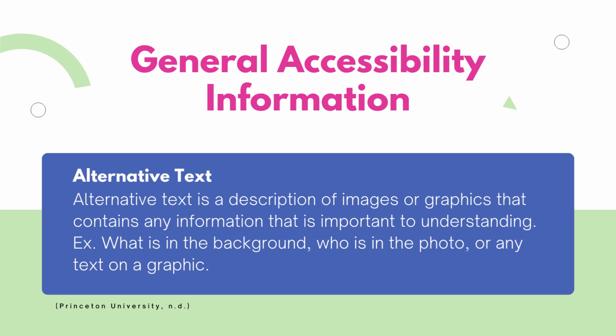Additionally, if there's any text on a graphic, you should put it in the alternative text because a screen reader can't read what is on the image itself. You don't need to add statements like "this is a photo of" or "this is an image of" at the beginning of the description. You can dive right into it.